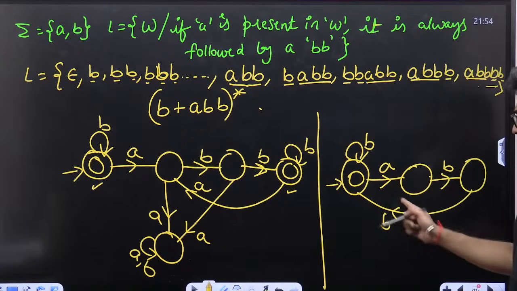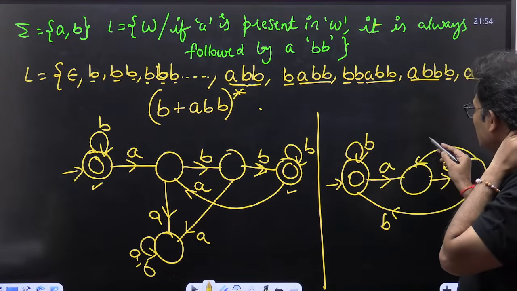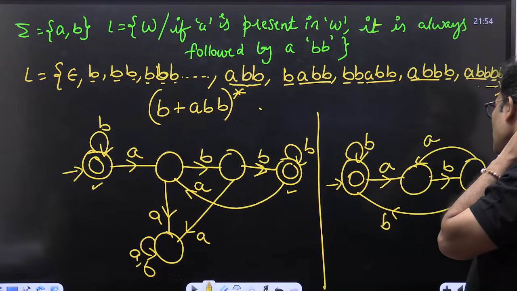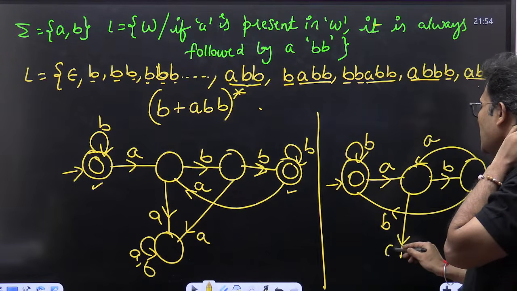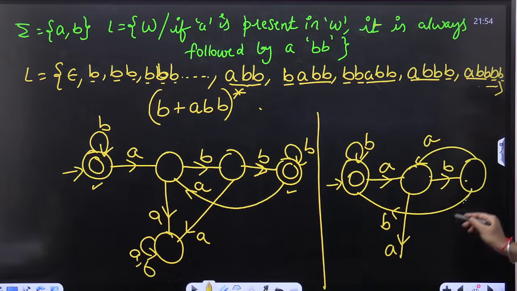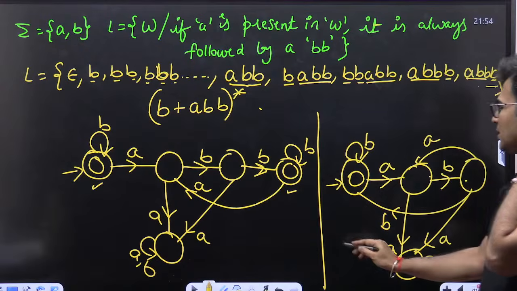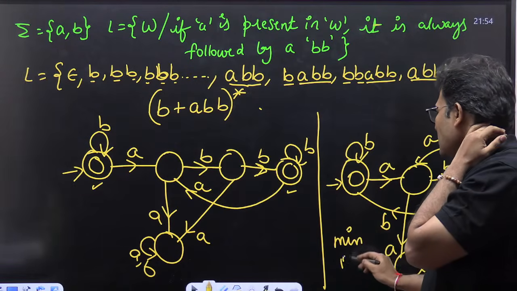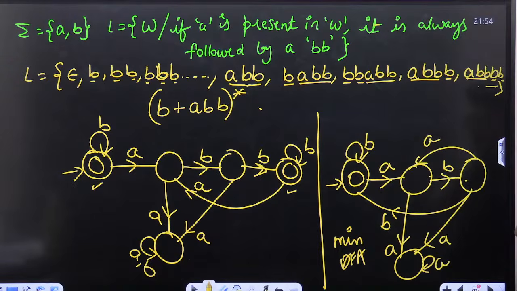Now, this is not a minimal DFA. If I get an A here, again I have to test whether it is followed by 2 B's or not. If A is followed by A, or if A is followed by BA, I am going to kill it. So this is the minimal DFA. Now what is the minimal NFA? You just remove this, and that would become the minimal NFA.